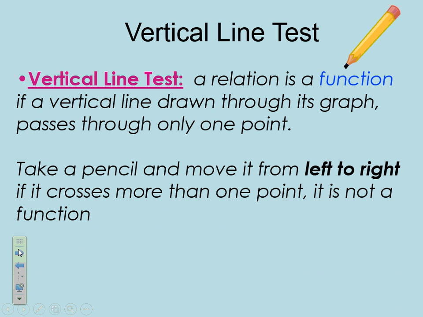I always like to use the pencil idea. So if I'm using the vertical line test, I will take my pencil and I will hold it vertically across the graph and I'll move it from left to right and see if it crosses in more than one point. If it does, it's not a function. If it only crosses in one point at a time, then it is a function. So please get this whole part in your notes here. The pencil idea is a handy one. You can also use your finger or a ruler or whatever else you have.